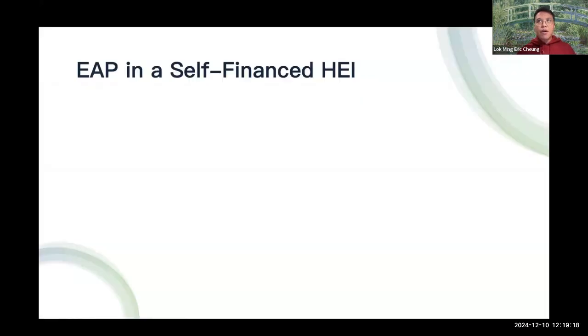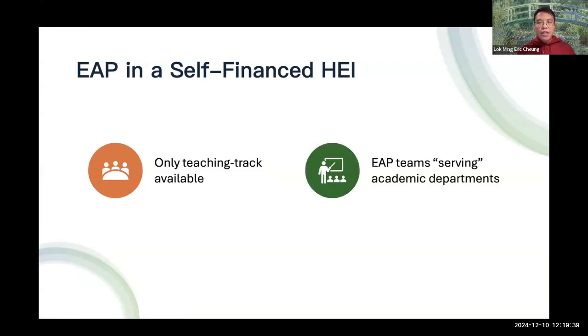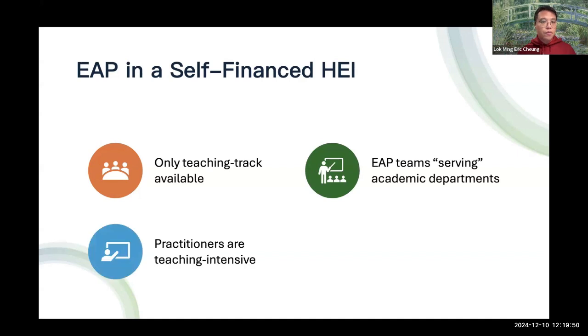So as I said, there are roughly 77 language teachers, including Chinese, English, Korean, and Japanese teachers. We have a large portion of EAP lecturers in this institution with only a teaching track available. Our EAP teams have to serve other academic departments such as business, psychology, accounting, engineering, and so on, aside from our own division.